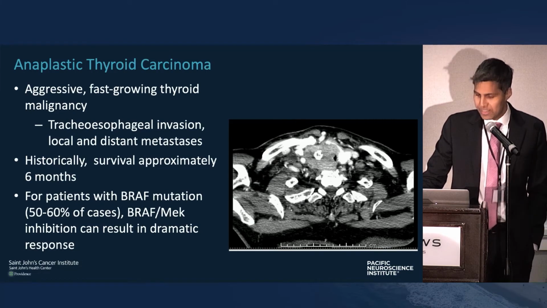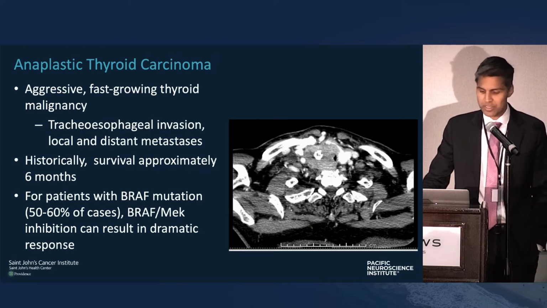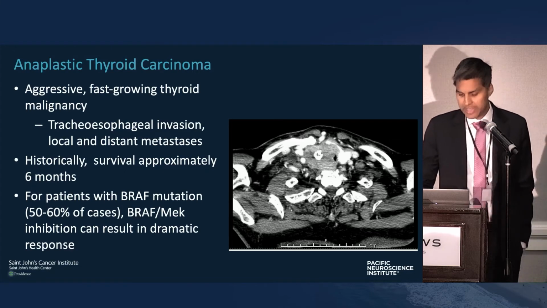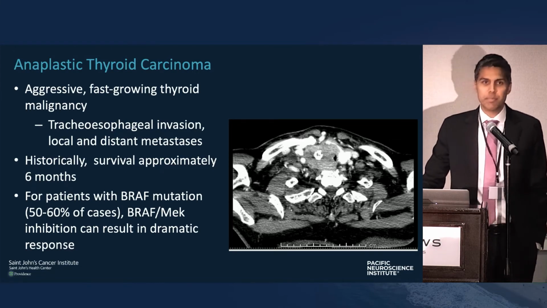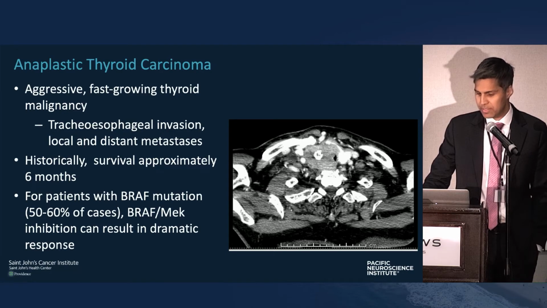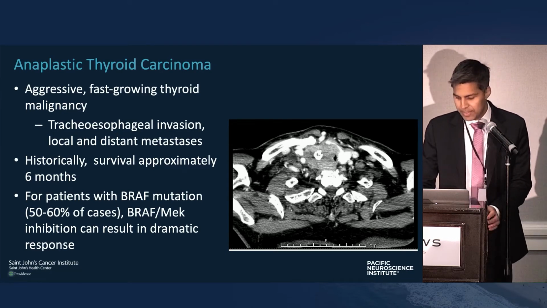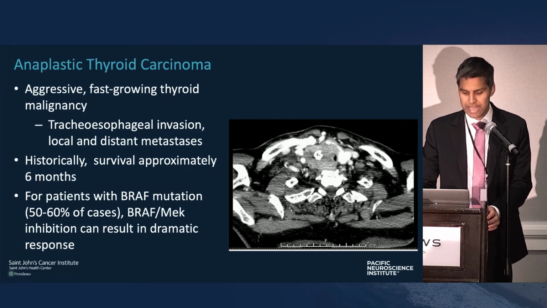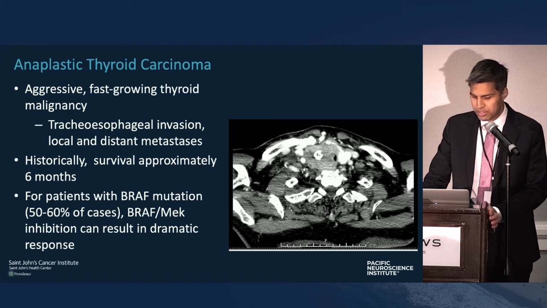So that was fast. Our next and final topic is anaplastic thyroid carcinoma. We all know about this. It's a very aggressive thyroid cancer with a very poor prognosis. These patients present with an aggressive, fast-growing central neck mass. Oftentimes they have tracheoesophageal invasion, and they have a tendency to also have distant metastases. Historically, the survival was only about 6 months for these patients.